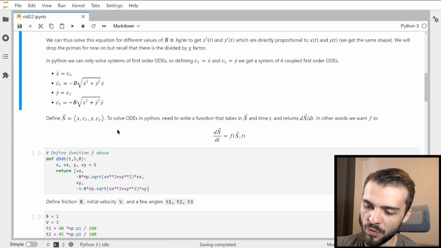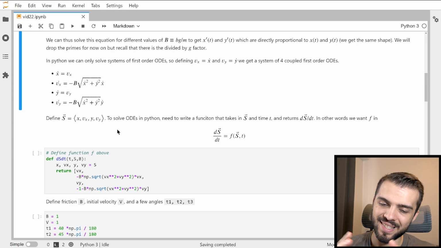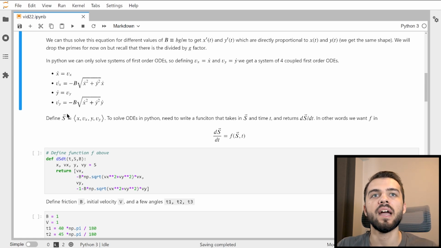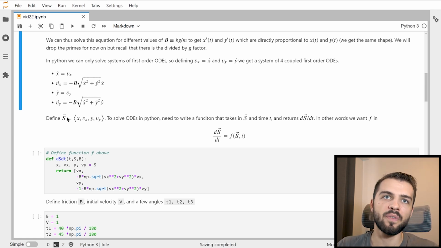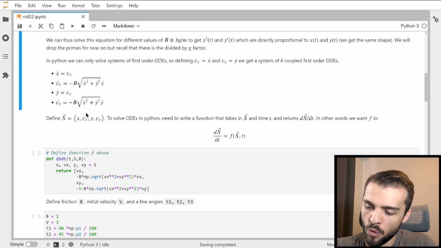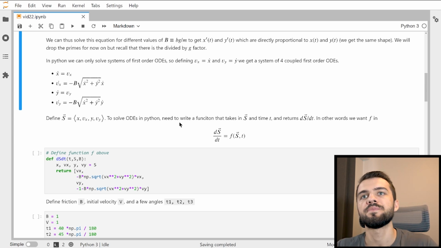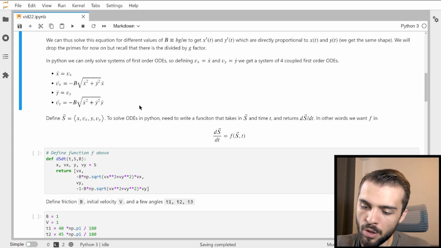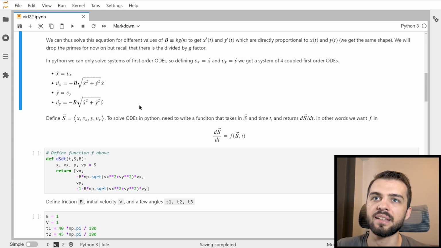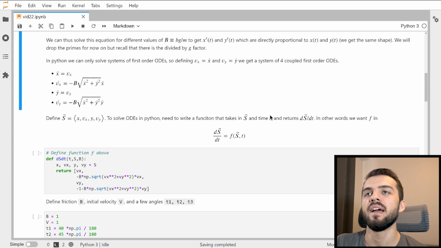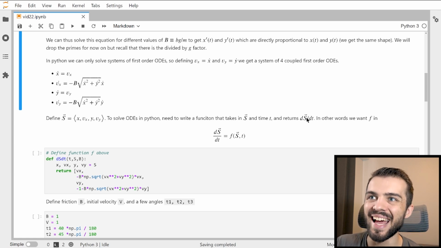Now, when we solve differential equations in Python, it's always set up in the same way. And it's set up like this. So we define a vector s, and these are the quantities that we want to solve for as a function of time: x, vx, y, and vy. It's a four vector, four differential equations we want to solve. To solve ODEs in Python, before you get into a solver or anything like that, you write a function that takes in s, the vector, and it takes in the time t, and it returns ds dt, the time derivative of this vector.